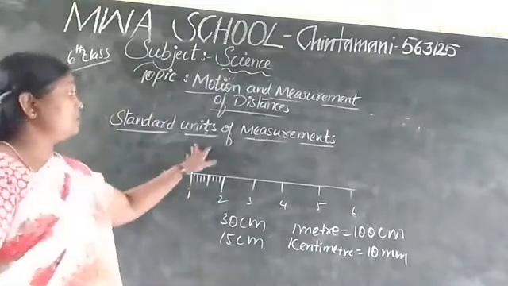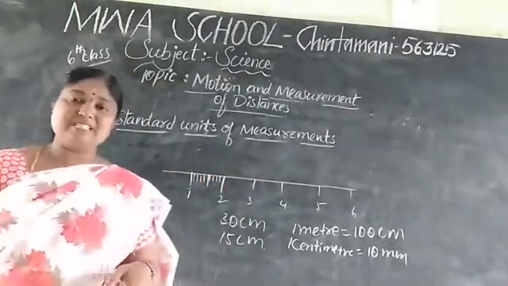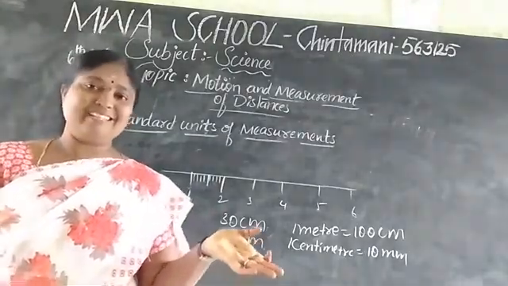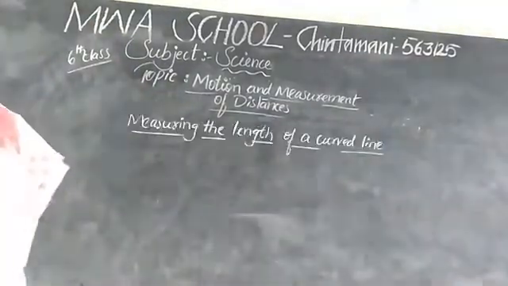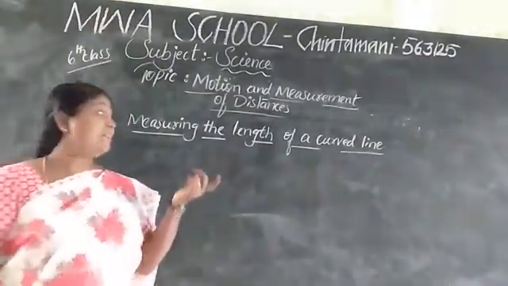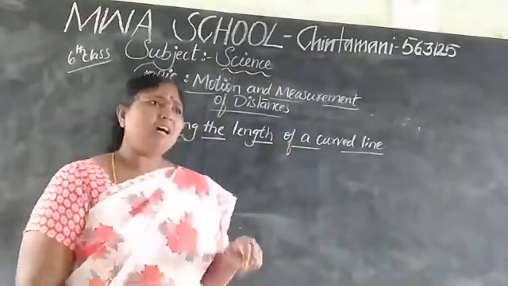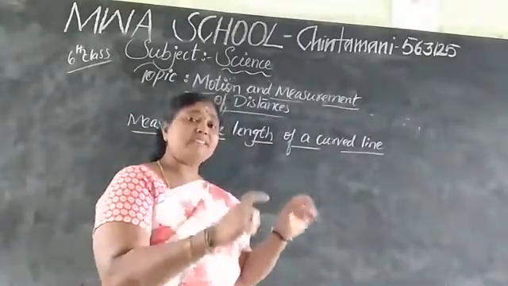So the standard units of measurement are meters, centimeters, and also millimeters. Is it? Yes. And next we'll go for how we can measure the length of a curved line. I'll say, children, measure the table. What do you do? Take the scale.